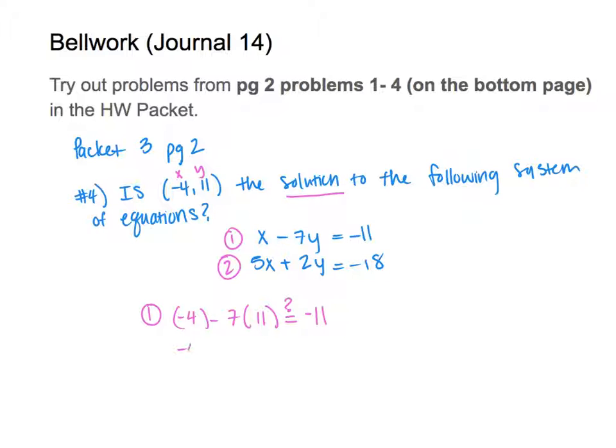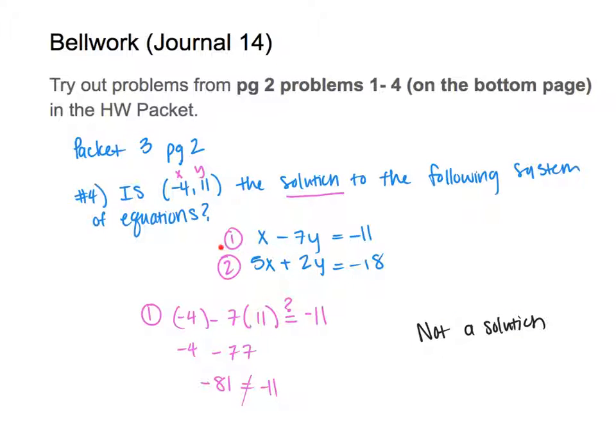So if I multiply 7 with 11, isn't that negative 77? And then I bring down the negative 4. Well, negative 4 minus 77 is negative 81. And negative 81 is nowhere close to negative 11. So this is no good. Negative 11 does not equal negative 81. So because this is not true, this is not a solution, meaning this coordinate here that they gave us, the x and y coordinate, is not a solution.